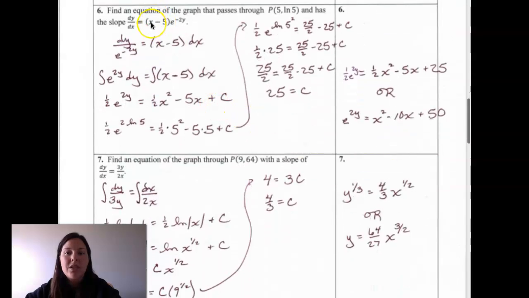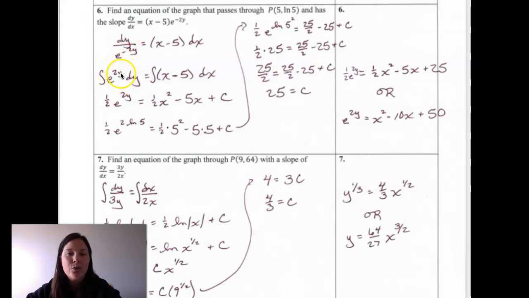Question 6, another one with an initial condition. Here is our differential equation. So I start by separating my variables. I multiply both sides by dx, and I divide by e to the negative 2y. Now we don't exactly know how to integrate e when it's in the denominator, so I can pull it to the numerator and make that exponent positive.